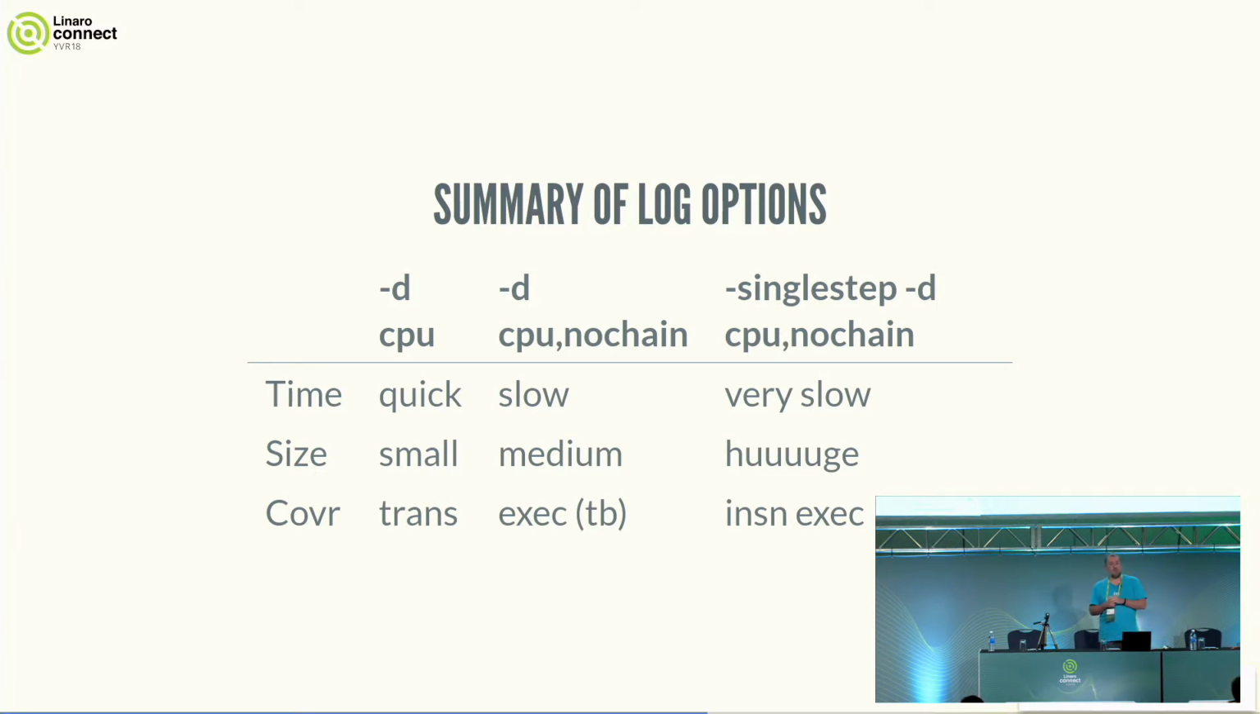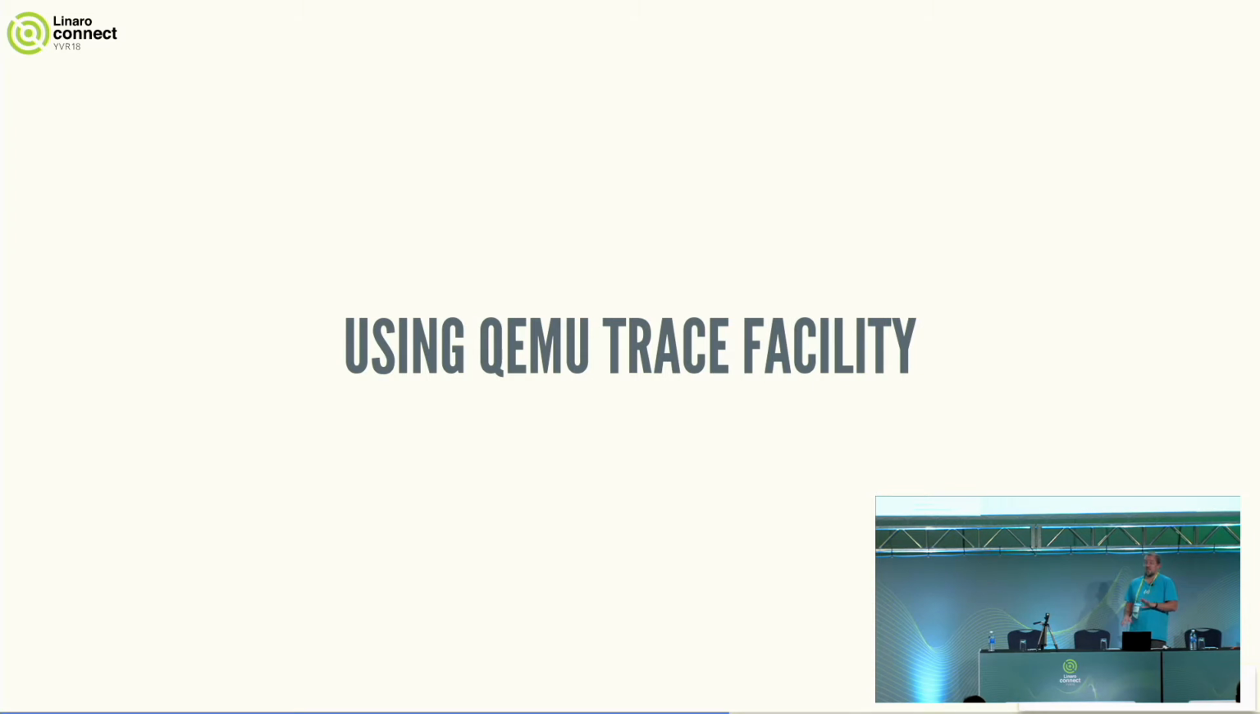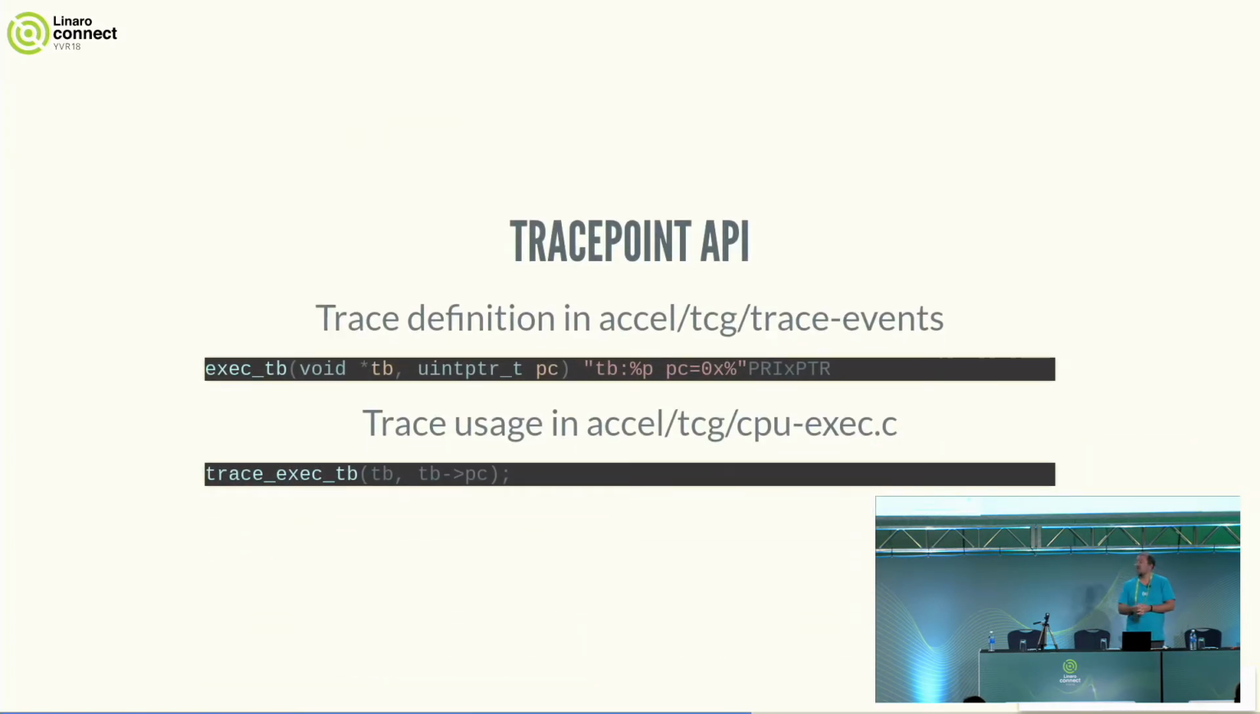And if you really want to massacre your hard disk, you can turn on single step and get huge trace files. But that's just the built-in debugging support. QEMU also has a trace facility and an internal tracepoint API. So the tracepoint API is fairly simple, but it allows you to export a lot of interesting data.